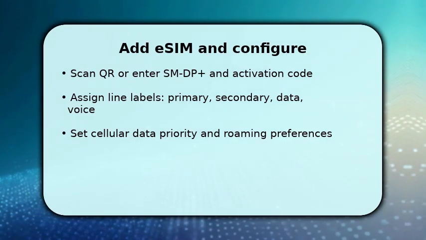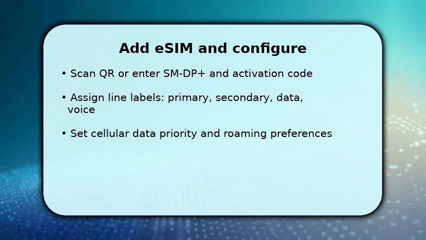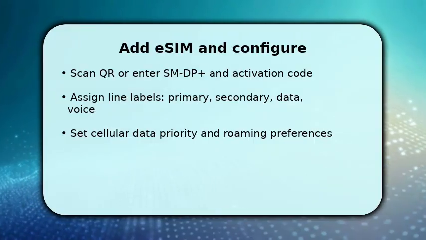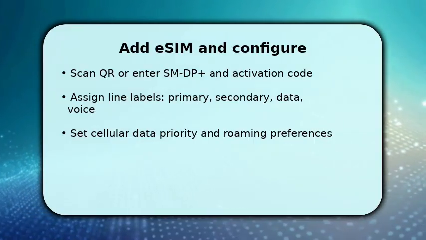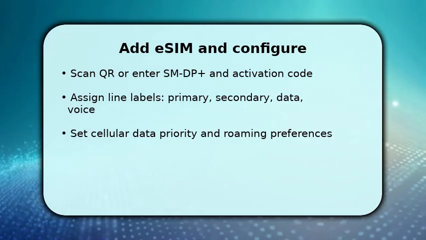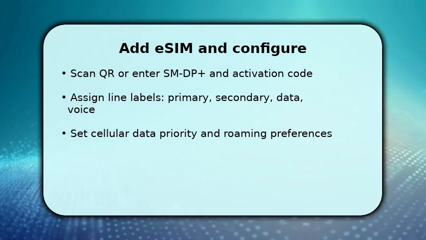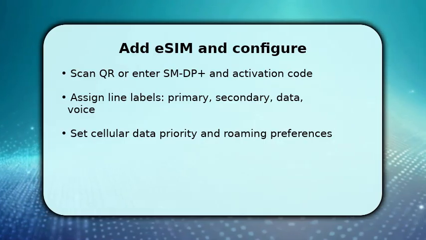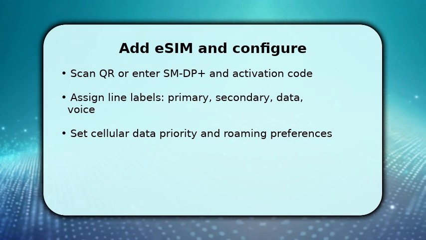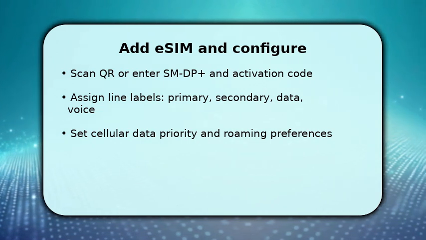As you add the line, assign clear labels like primary or travel to avoid confusion, and designate which line handles cellular data and voice. Make sure you set data roaming and network preferences if you plan to travel. Once the profile installs, toggle the line on and restart the radio by toggling airplane mode. This forces a fresh network registration with the carrier.